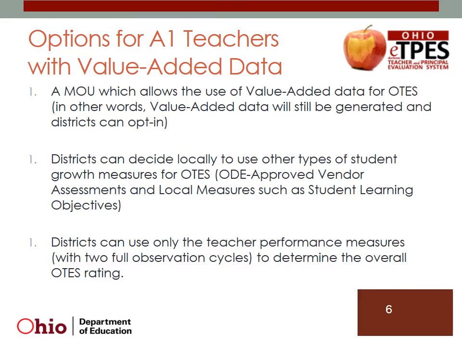Or districts can decide locally to use other types of student growth measures for OTES, such as the ODE-approved vendor assessments and local measures such as student learning objectives that could be used in the evaluation of A1 teachers. Or the third option would be that districts can use only the teacher performance measures with 2 full observation cycles to determine the overall OTES rating. In this case, a teacher who might have received an accomplished or skilled rating would not be on a less frequent evaluation interval, but would be on a full evaluation cycle, but that evaluation would only consist of performance measures.